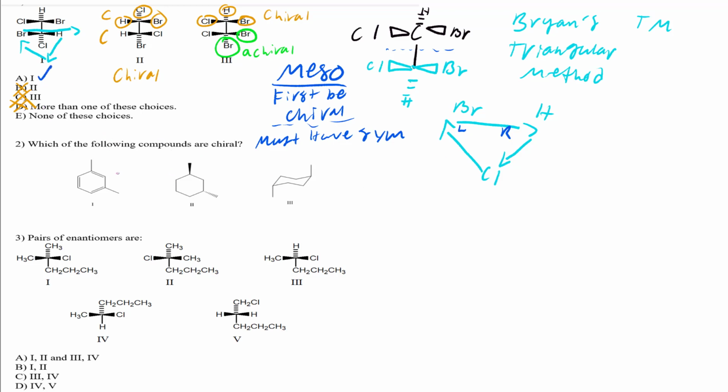Okay. Now number 2, which of the following compounds are chiral? Now, I'm not sure if he wanted pairs or if only one answer choice is correct or not, because he didn't give us an answer key for this one. But I would say that all of them are chiral. Why is that? Well, I want to address this guy first.